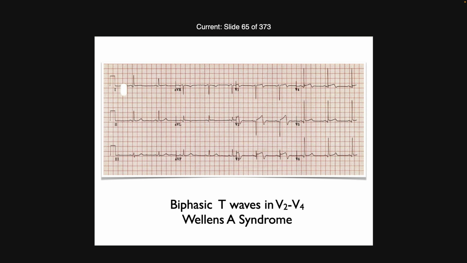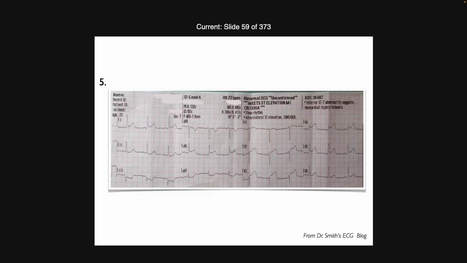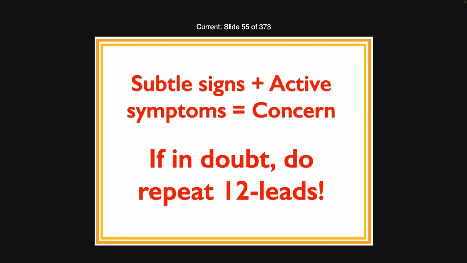So the Wellens that's strictly in the precordial leads, specifically 2 to 4? Yes, so in fact, I'll just go to the next slide, and this might answer your question. Oh, I lost it. Okay, I'll come back to that, but if you see it in other leads, it's probably not meaningless, but it's not Wellens.